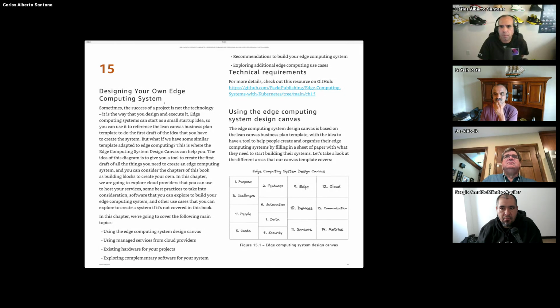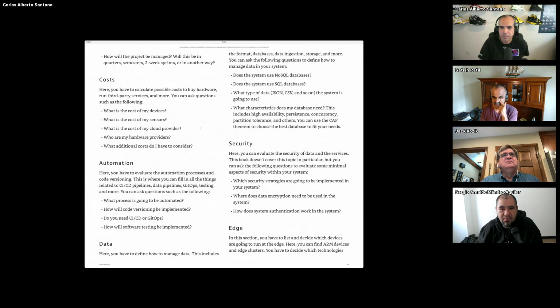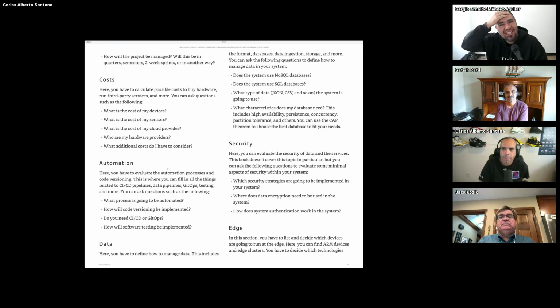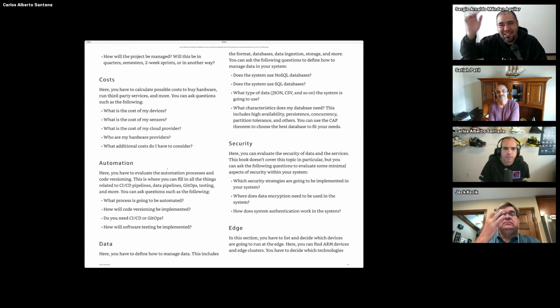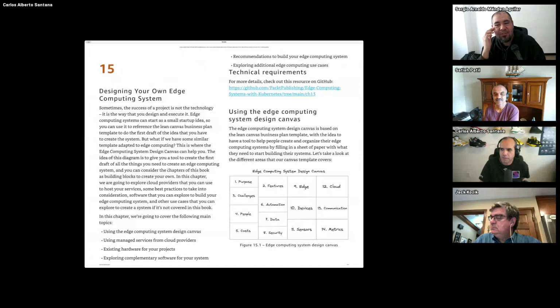I was mentioning this because Jack was saying that when you're designing a system, you have to think about the challenges. And I remember reading chapter 15 that Sergio wrote, on designing your system. It's here: cost, security and automation, right, Sergio? Yeah, it's something like a lean canvas. Do you remember when we were studying startups and entrepreneurship? This is a kind of lean canvas, but applied to edge computing more or less. That's the idea behind this chapter, to create a design canvas.